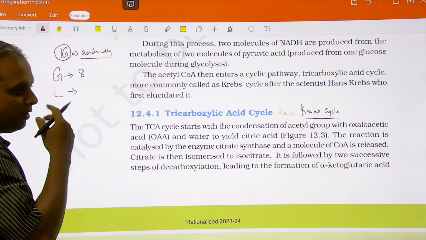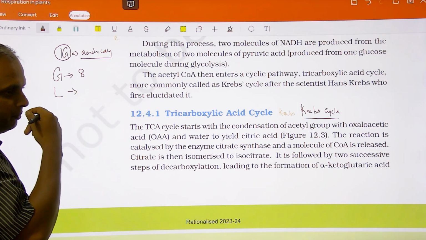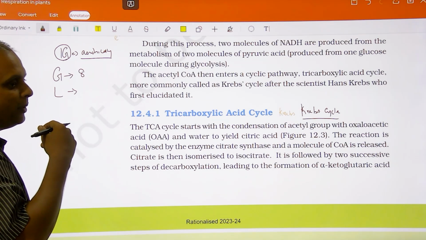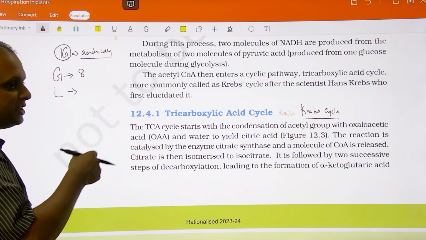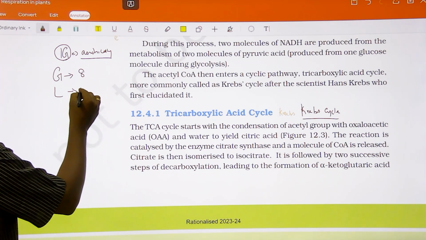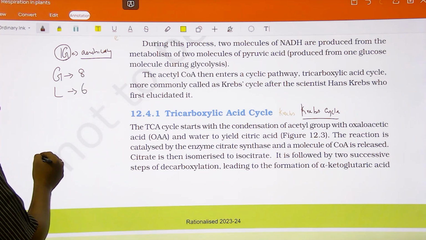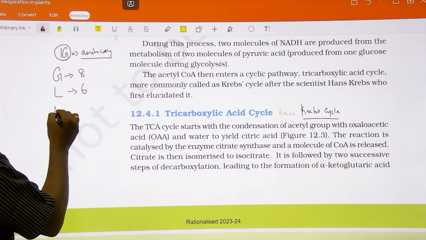Link reaction, you have one NADH, which yields how many ATP? How many link reactions are happening? 2. So 6, 14. One Krebs cycle yields how many ATP?